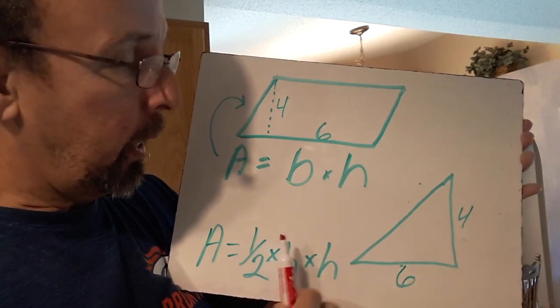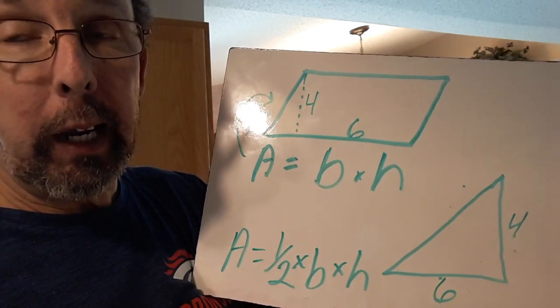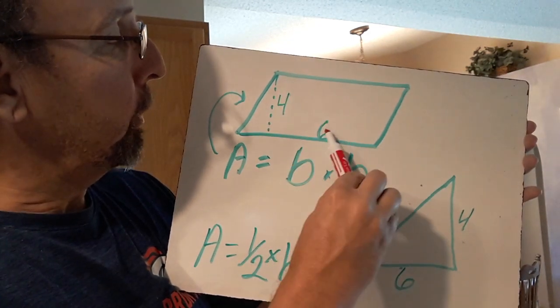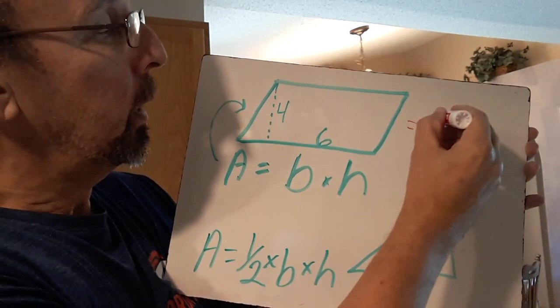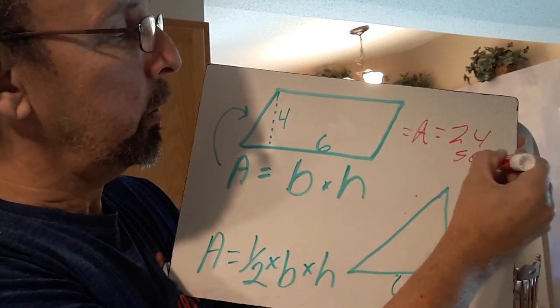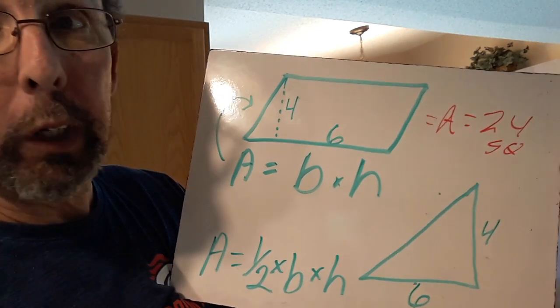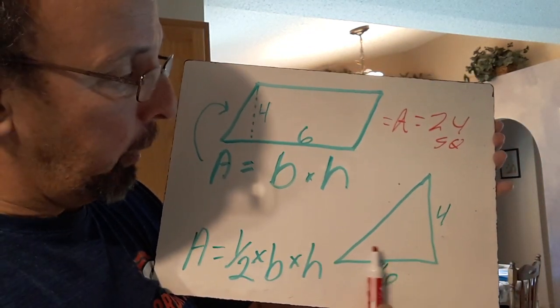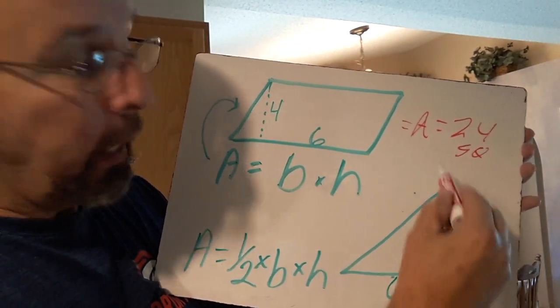Then, they're going to ask you to do the same thing for a triangle. Notice here, if I had to find this area, 4 times 6, it's going to be area equals 24, and it's going to be square inches, square feet, whatever it is, right? Down here, I got the same dimensions, base and height, but I've got a triangle.